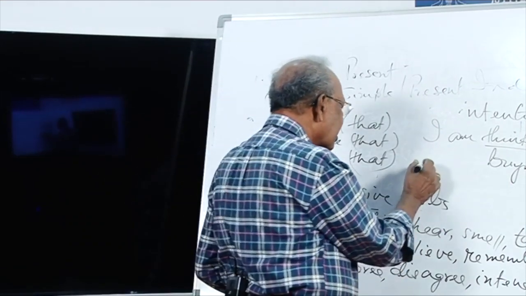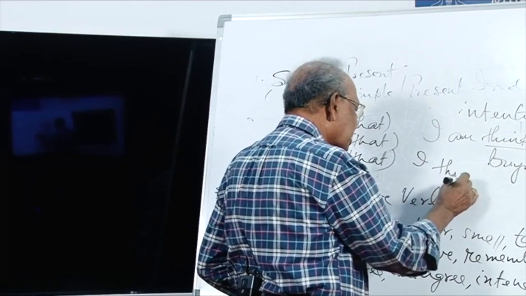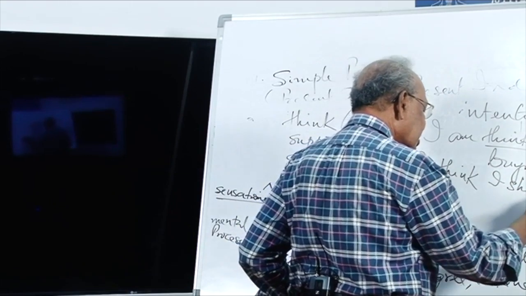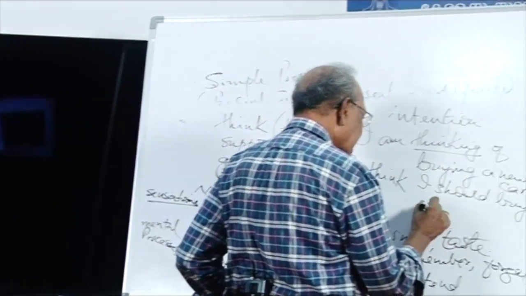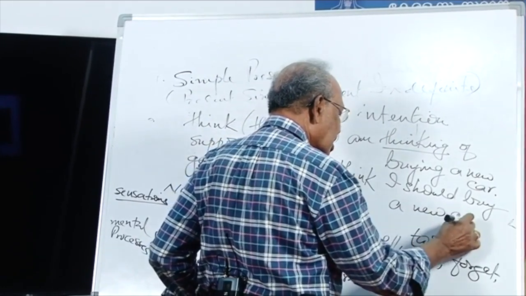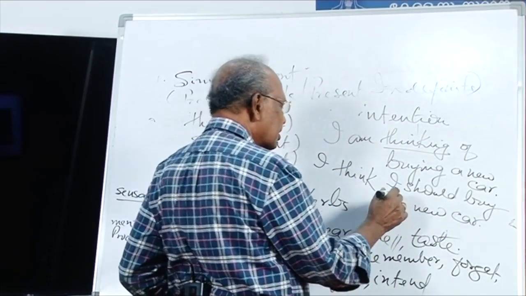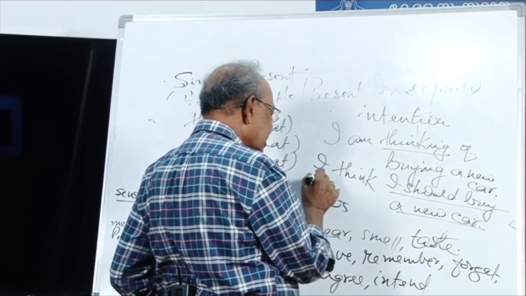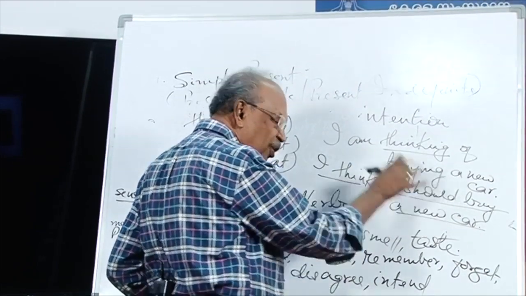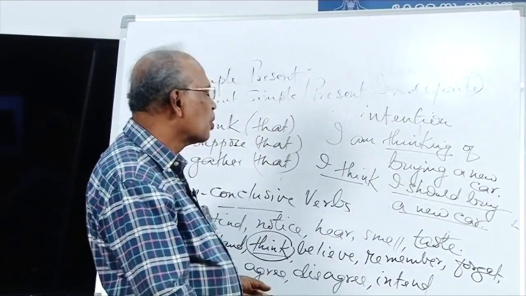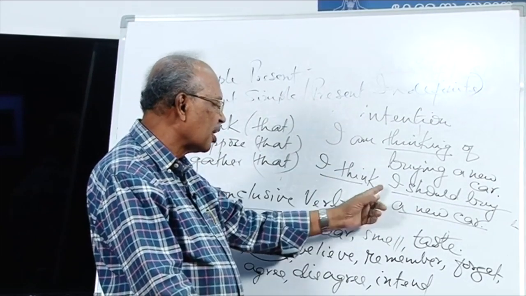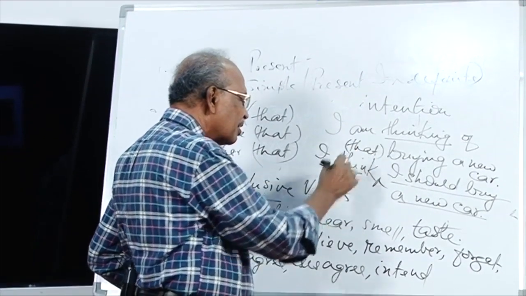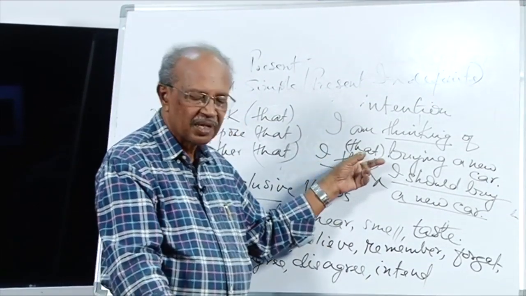But when think is followed by a clause, I think I should buy a new car. Here, I think I should buy a new car is another clause. This is the main clause. This is the noun clause. I think what? I think that I should buy a new car. That is believed to be a connective.